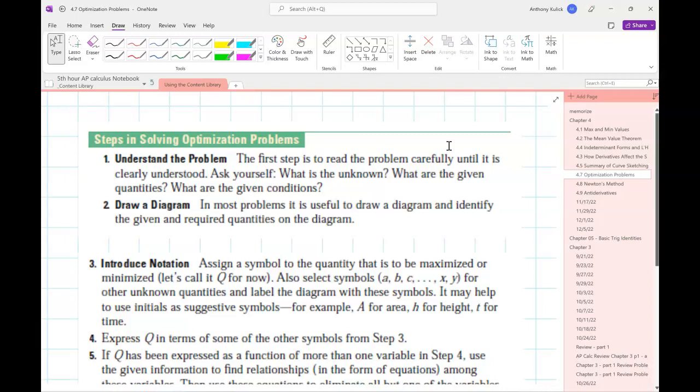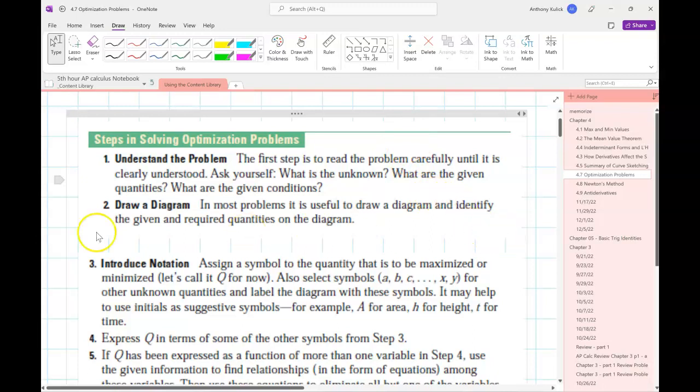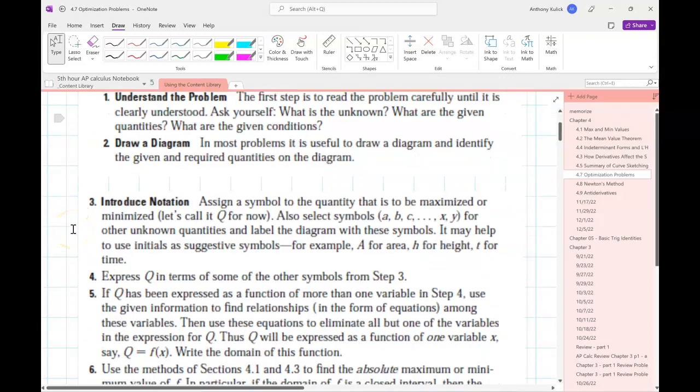Like, what's the biggest possible cylinder you could fit in there, or the cylinder with the greatest volume or surface area, something like that. Step 3 would be to introduce notation. You want to assign a symbol to the quantity that's being maximized or minimized. They're going to use the capital Q for now, and then select symbols like A, B, C, D, etc. for other unknown quantities and label the diagram with these symbols.